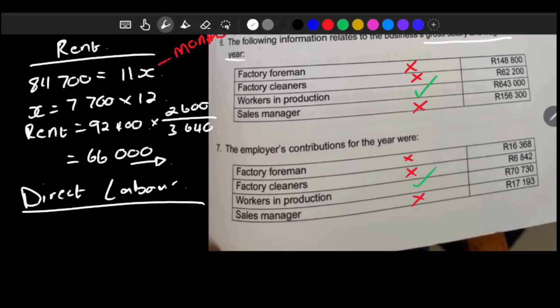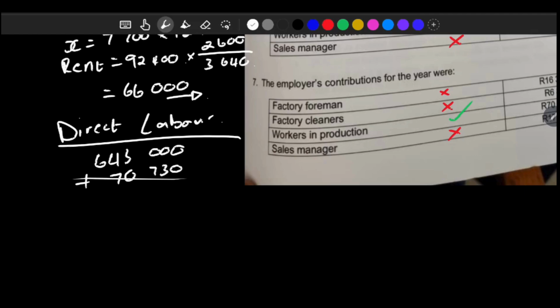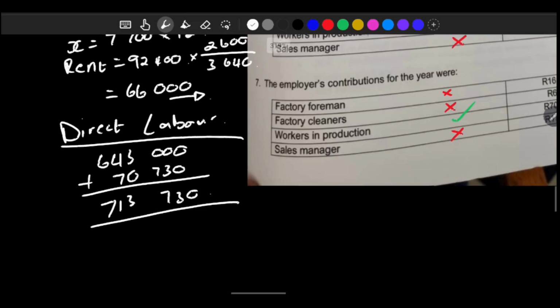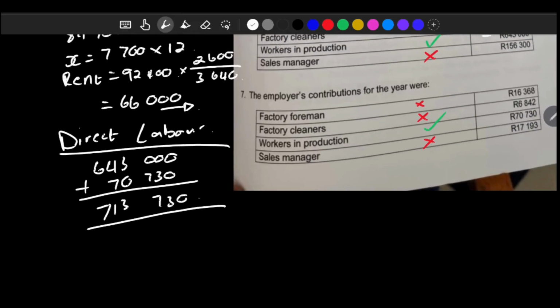So we have here the 643,000 plus the 70,730 for contributions. We add the contributions to the labor costs, and that gives us a total for direct labor of 713,730. So we will come back to this amount because we don't have a T account for direct labor. Some questions have that for you that you can use, but in this specific question it does not. Let me actually write this in a brighter color. So that is 713, right? We'll come back to that.